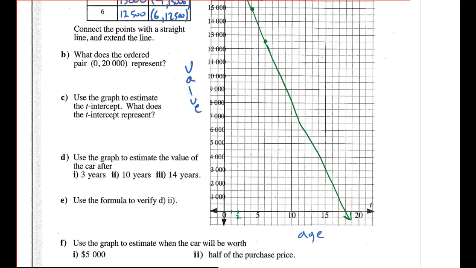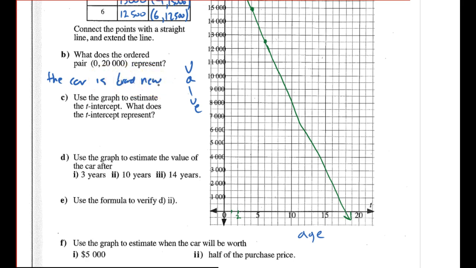Okay. All right. So the question says here, B is kind of important. What does the ordered pair 0, 20,000 mean? Well, what it means, simply put, is the car is brand new.